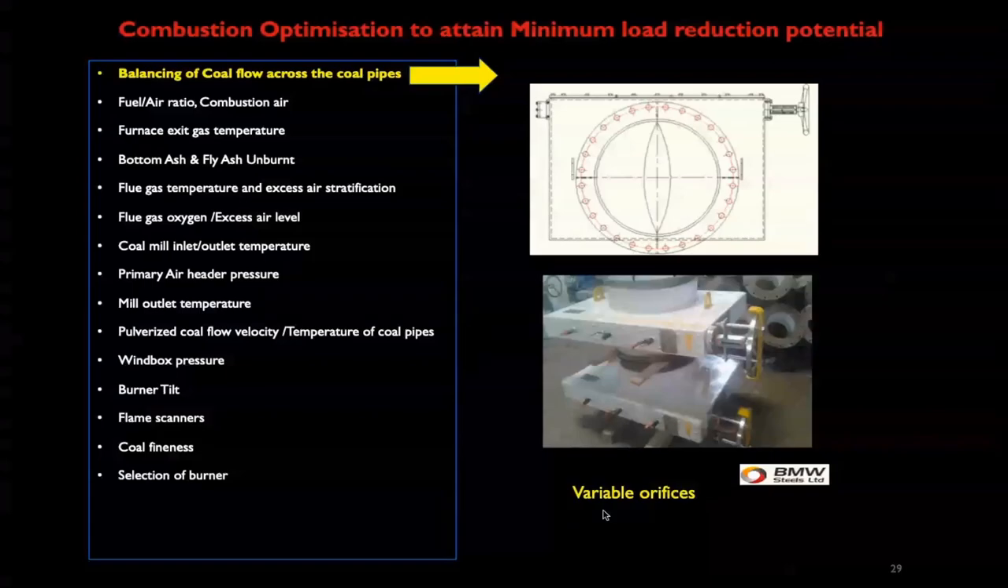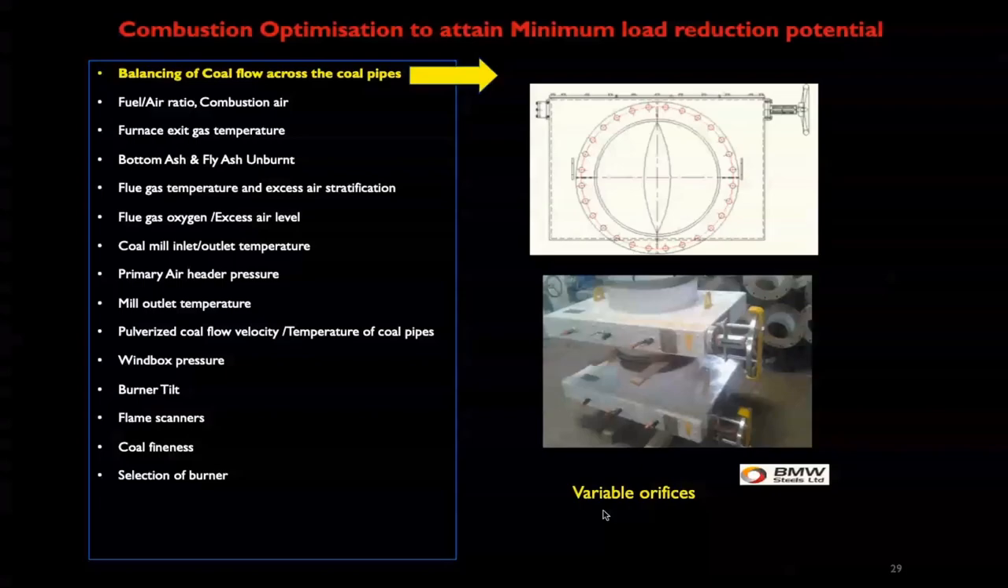We went there, brought down the load. And when we saw the reports, and the unit was under shutdown, we found that one of the burners was closed totally. And in one burner, the whole burner was eroded. There was nothing left in the burner. That is how this coal flow was going inside the furnace. And imagine what kind of combustion they were having.